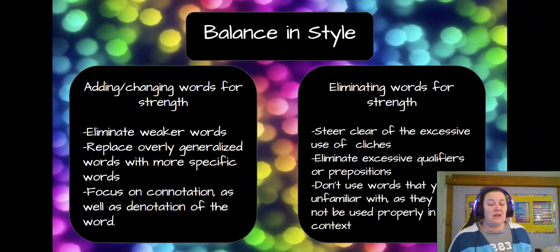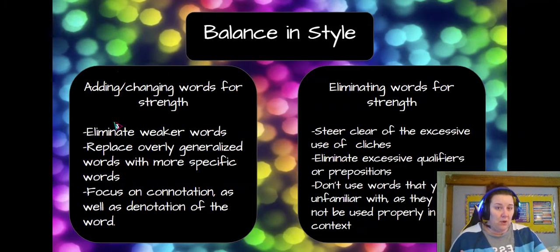Then you want to focus on the connotation of the words. We've gone over this before, but the connotation is the emotion that's going to be evoked based on the word that you chose. If you're trying to prove a point in a paper, you want to evoke the emotion that you're trying to for the whole paper by just using certain words. You also want to focus on the denotation, which is the dictionary definition of the word, as well.